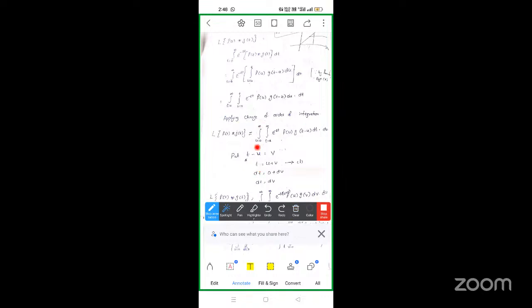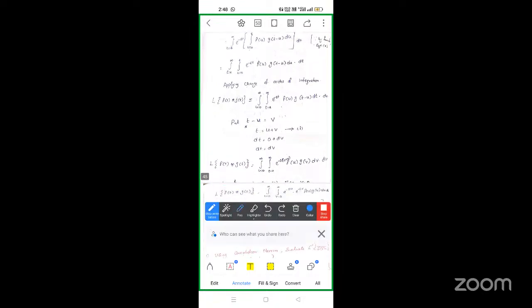Next step, change the order of integration. So the integration from 0 to infinity, and then from u to infinity, of e power minus st, f of u into g of t minus u into dt into du. So previously it was du into dt, and we are changing the order of integration to dt then du. So solve this by using the substitution method. Put t minus u as v. T minus u is equal to v, so t is equal to u plus v.